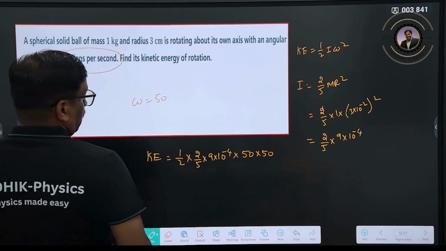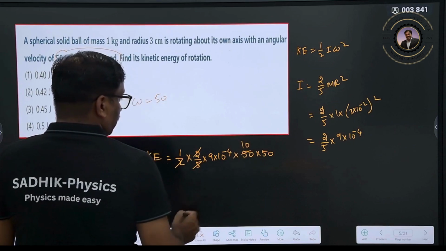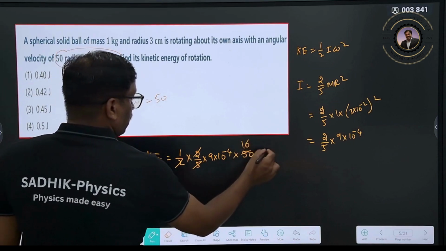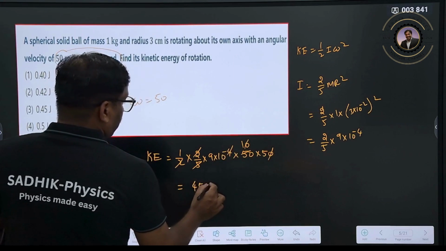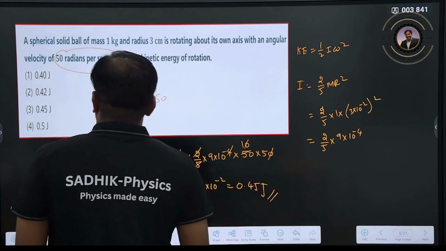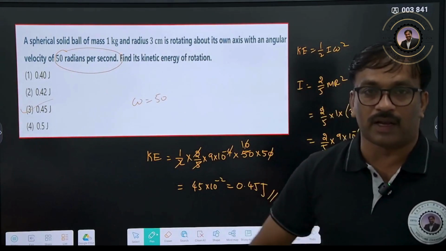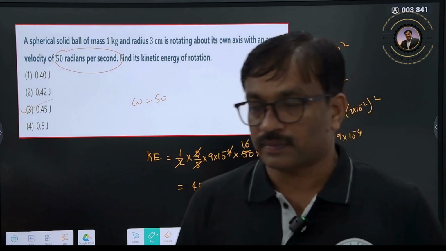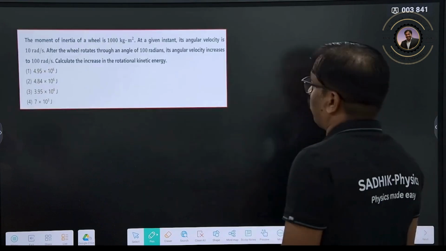Clear? So these two cancel here. Therefore 5 and 10 can cancel, so these two zeros will go off. So 9 5s are 45 into 10 to the power of minus 2, that means 0.45 joules. Therefore this will be your answer, third option. Clear? Now you can solve one more problem.